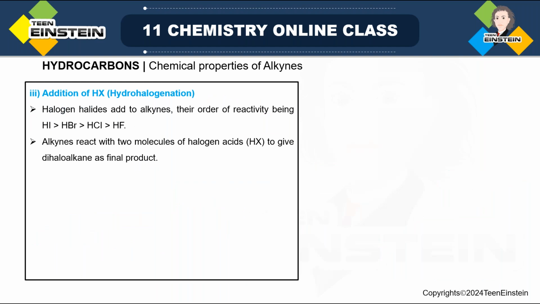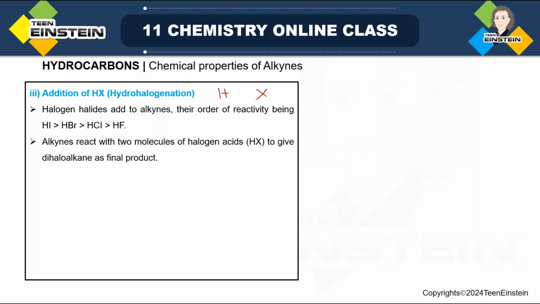After addition of X2 and H2, the third one is addition of HX. Look at the name, it is hydrohalogenation, because you are adding one H and one X. Now HX, it may be HBr, HCl.